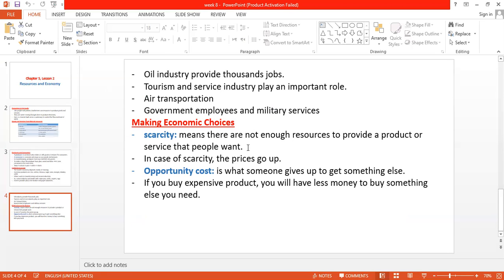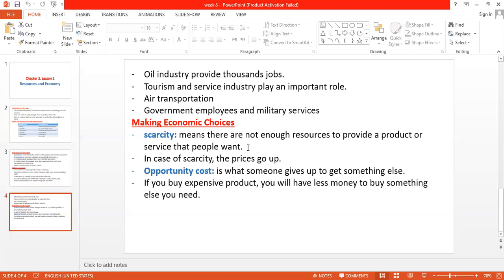Listen, guys, scarcity means you don't have too many resources. If we speak, for example, about Saudi Arabia, you know that Saudi Arabia doesn't have rivers, okay? So it doesn't have much fresh water. So they have a scarcity in water. What do they have to do? They have to take fresh water from other countries, and sometimes they try digging wells to extract well water, the fresh water of the well.